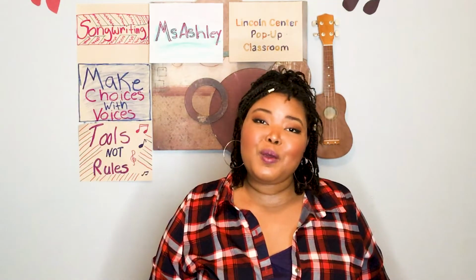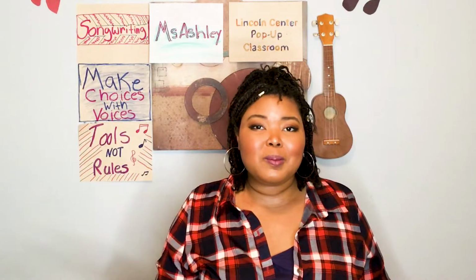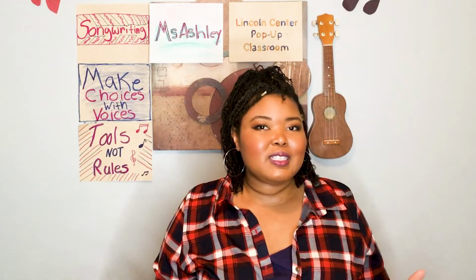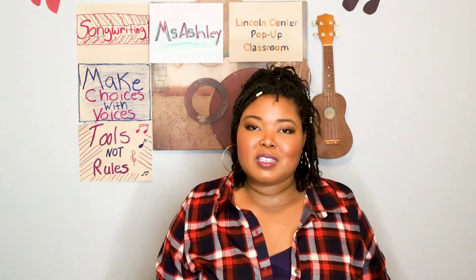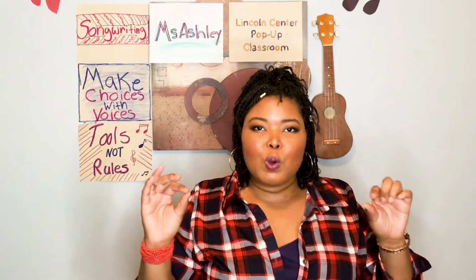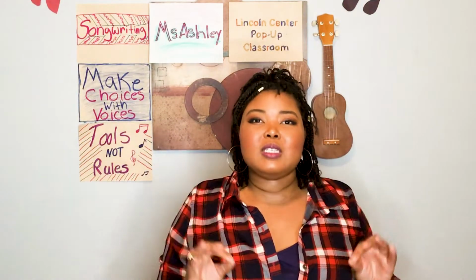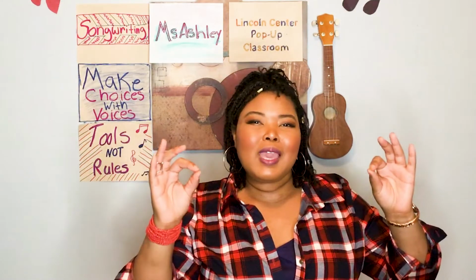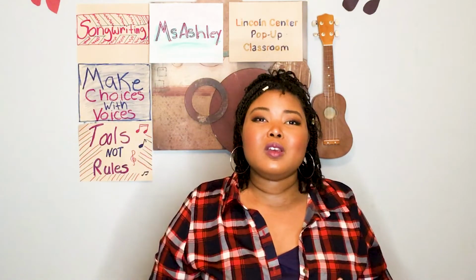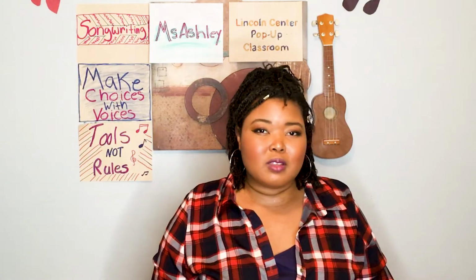So now that we know what unison is and we know what harmony is, let's take a look at these lyrics and see what kind of choices we can make. Okay, so let's just look at the first line of the chorus. And remember, the chorus is the catchy part of the song. It's the part of the song that repeats over and over. So it's a pretty important part of the song.